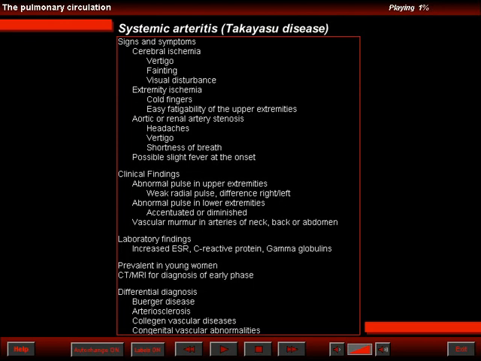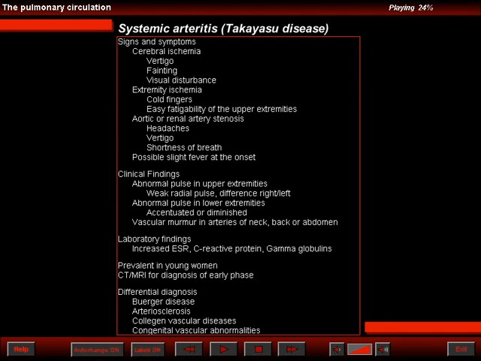There are several guidelines for the clinical diagnosis of Takayasu arteritis, or so-called systemic vasculitis. Signs and symptoms include symptoms of cerebral ischemia, such as vertigo, especially while looking upward, fainting spells, and visual disturbance, especially in direct sunshine. Symptoms of extremity ischemia, such as cold fingers and easy fatigability of the upper extremities. Symptoms of aortic or renal artery stenosis, such as headache, vertigo, and dyspnea. Possible slight fever at the onset of the disorder.